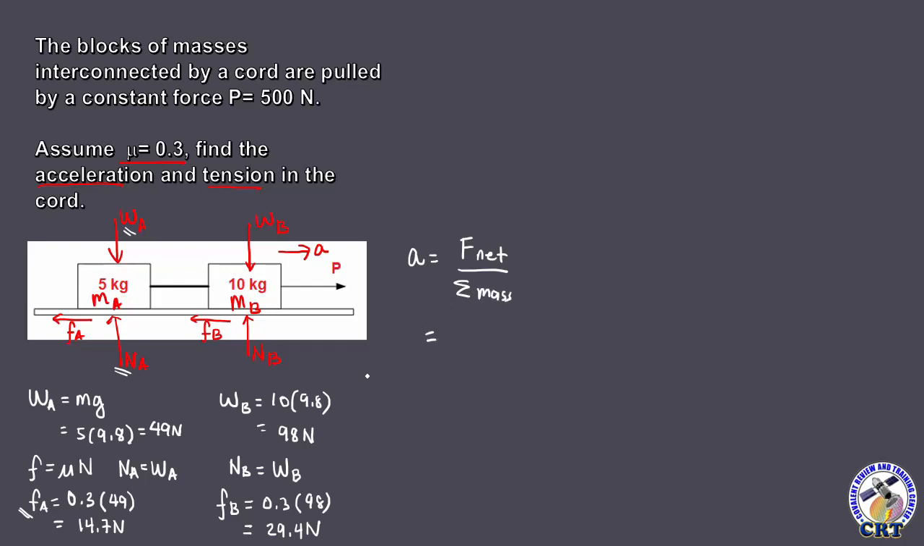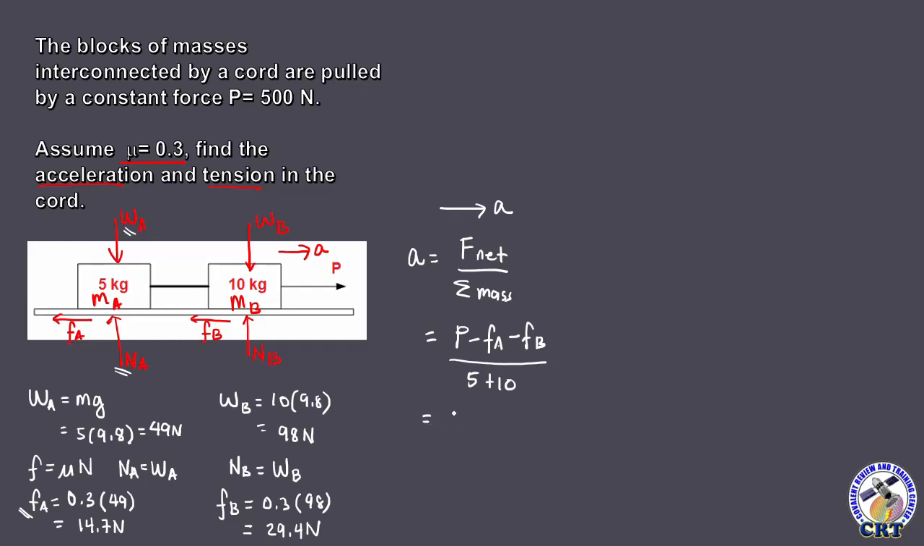So in this case, if you take a look at the whole drawing, the forces involved in the calculation of F net are the following: the force P, and the frictional forces FA and FB. Since the direction of the acceleration is going to the right, P is positive, while FA is negative, and FB is also negative, all over the summation of masses, 5 plus 10.